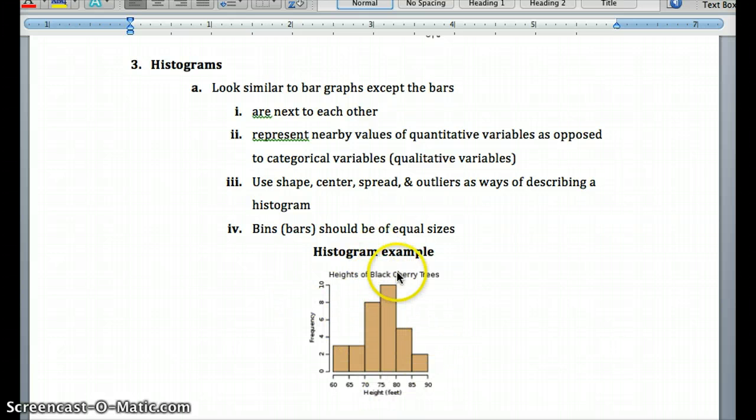We also have our maximum here between 75 and 80. Our center is somewhere around here. I'd say a little bit above 75 since more of our data is located here. Spread tells us the minimum and the maximum. So 90 minus 60, our range here is 30. It tells us how spread out the data is. Outliers would tell us if something's far away from the other data. We'll talk about calculating that in class.